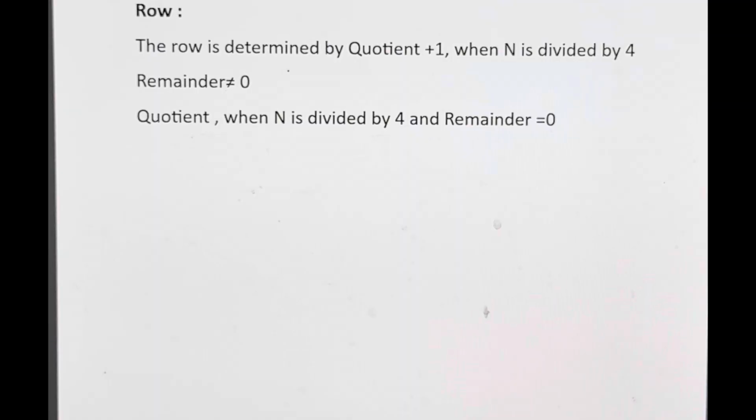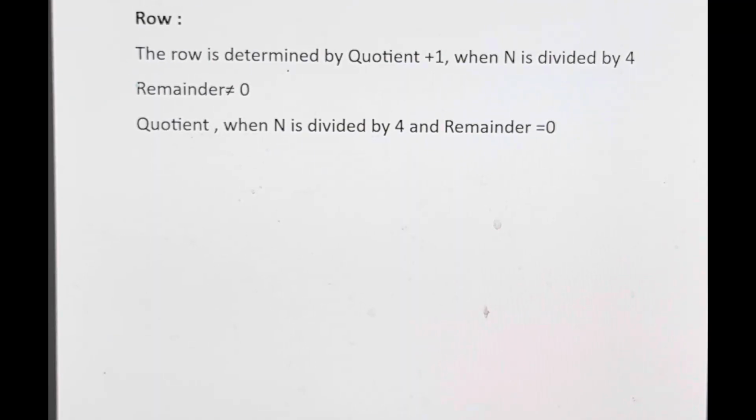Now the row is determined by the quotient. The quotient plus 1 will be the row when n is divided by 4, but the remainder should not be 0. So if the remainder is not 0, whatever quotient you get, add 1 to it, and you will get the row number. But if the remainder is 0, then the same quotient will be your row number. Got it? So let us first understand it through simple examples in the grid which is given.